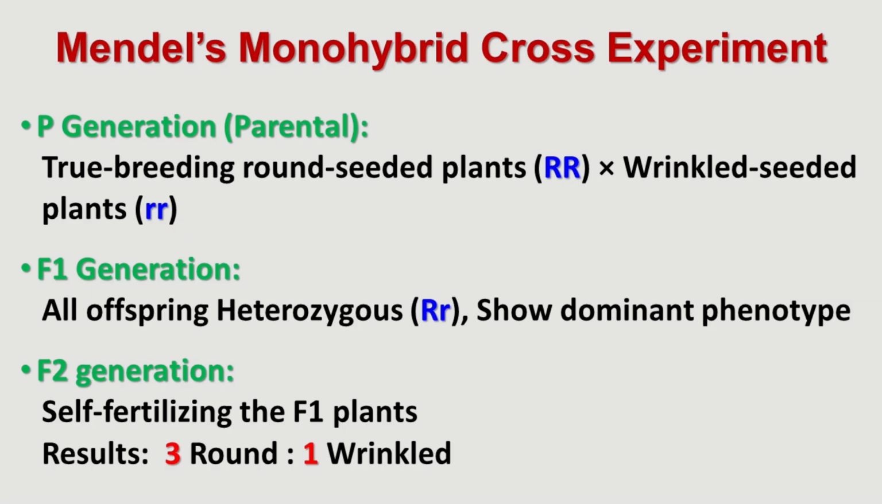After he crossed the 2 plants, he saw all the offspring produced round seeds, showing the dominant phenotype. Then he left the offspring free to produce the second generation, F2. So the offspring were self-pollinated. In F2, he saw a ratio of 3 round seeds to 1 wrinkled seed. He got the same results for all the other traits he was studying.